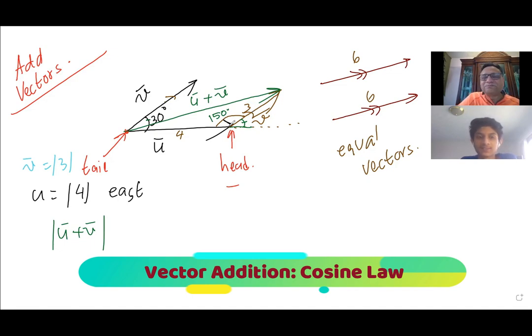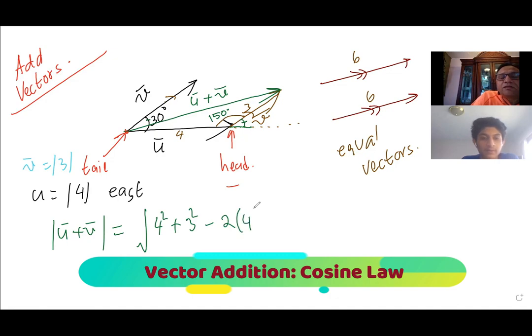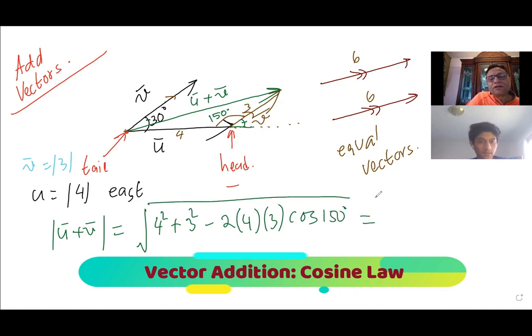Is that okay? Now you can tell me this magnitude is equal to what? Square root of a square plus b square, which is 4 square plus b square, which is 3 square, minus 2 times ab, which is 12, cos of the angle 150. Is it okay? Yes, sir. Can you calculate this?